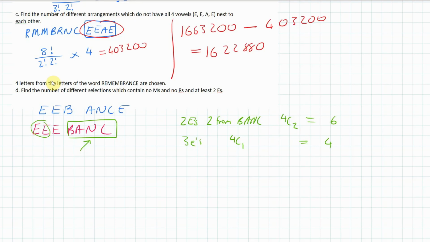So I think there are 10 ways that you can choose a selection that contain no M's, no R's, and at least 2 E's. So that could be 2 E's or 3 E's. So 10 ways altogether. Hopefully that makes sense to you guys.